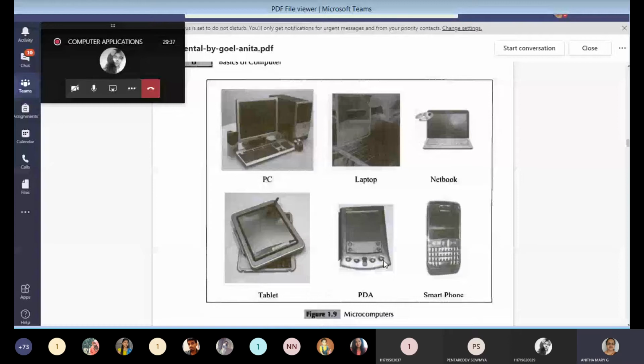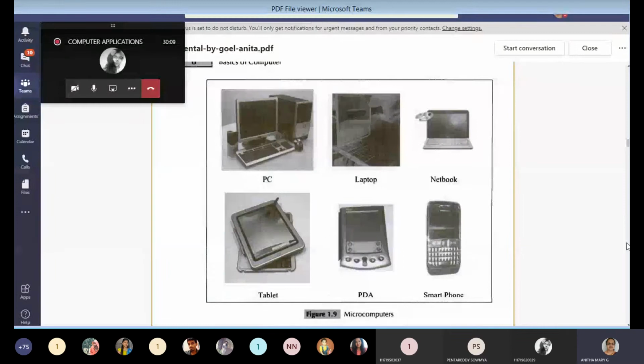And the next one, moving on to smartphones. These days everyone having a smartphone is necessary. So I hope all of you have this and you are using the same for your classes and all. Smartphones are cell phones that function both as a phone and as a small PC. So that's why we call them smartphones. All these things are the examples of microcomputers.